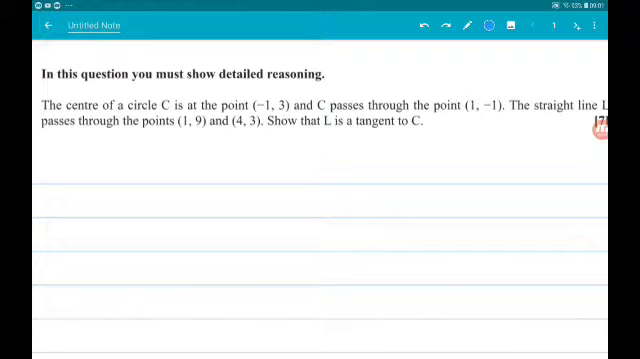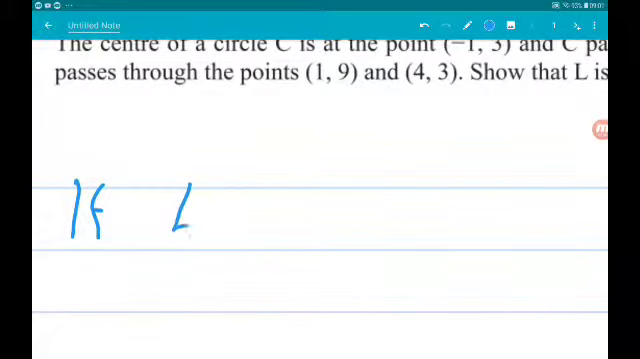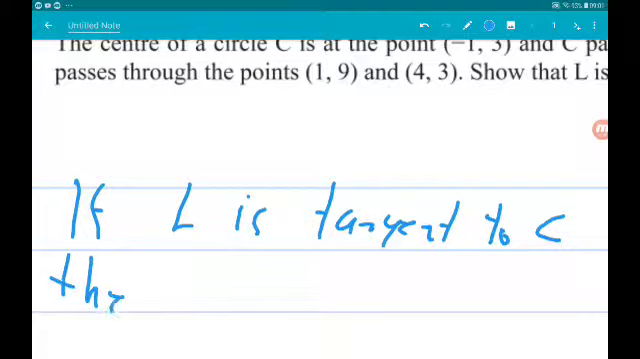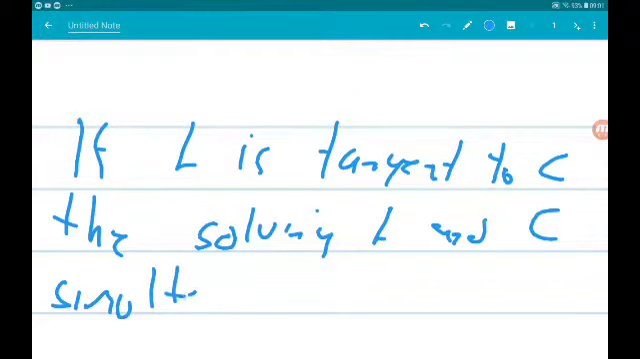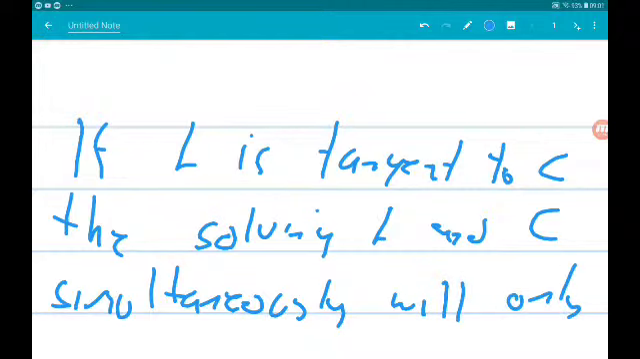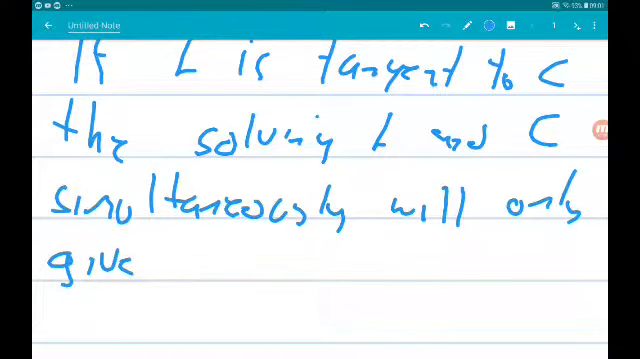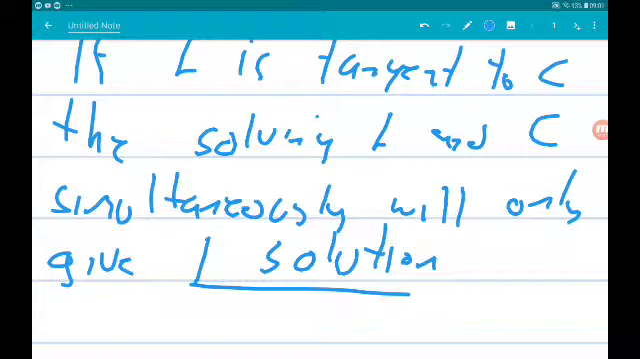So, before we do any maths, let's think about what that means. If L is tangent to C, then solving L and C simultaneously will only give one solution, because a tangent only hits a circle at one point. So, game plan: we need to find the equation of the circle, the equation of the line, and solve them simultaneously.